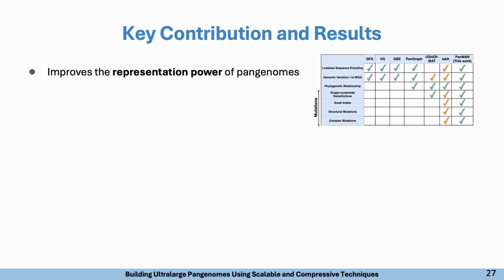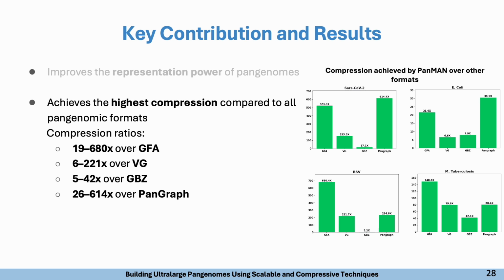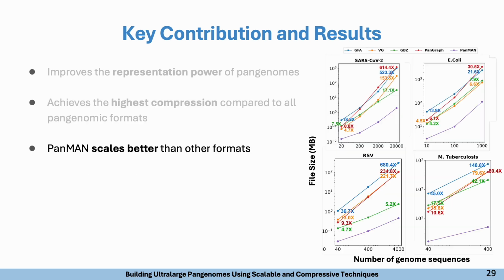As we saw, PanMAN extends the representation power of pangenomes and remains the most compact format across various pathogens that we evaluated. It includes viruses and bacterial datasets. Overall, PanMAN provides up to 680 times compression over GFA, 221 times over BGZ, 42 times over GVZ, and 14 times over PanGraph.